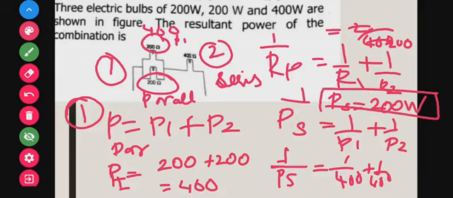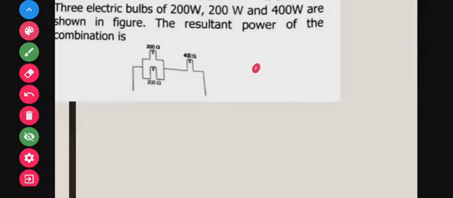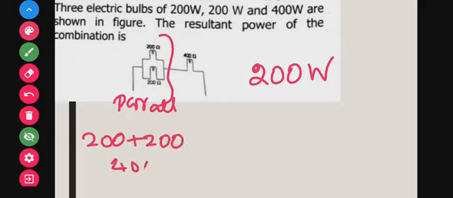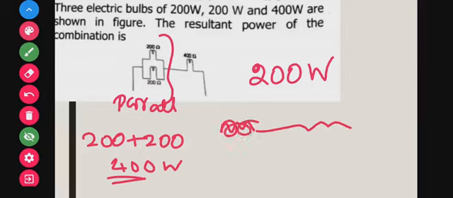So in the question, the correct answer is that the total resultant power is 200 watt. This portion is parallel, so we should not add 1 by 200. I'm sorry, 200 plus 200, which is equal to 400 watt, and this 400 is in series. Since it is series, we have to do it the opposite way.